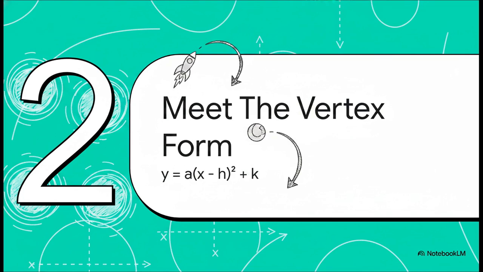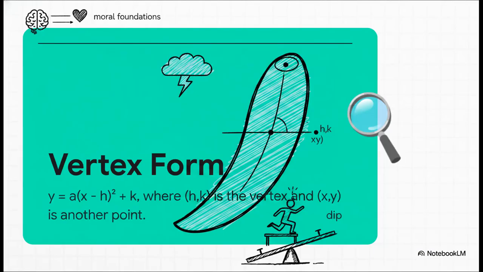Meet the vertex form. Now, what's really interesting about this slide is the sheer power of this single equation, y equals a times the quantity x minus h squared plus k. This right here is the vertex form. In this formula, the variables h and k represent the vertex. That's just the absolute highest point of a jump or the lowest point of a dip. The variables x and y simply represent any other point that the object passes through on its path.